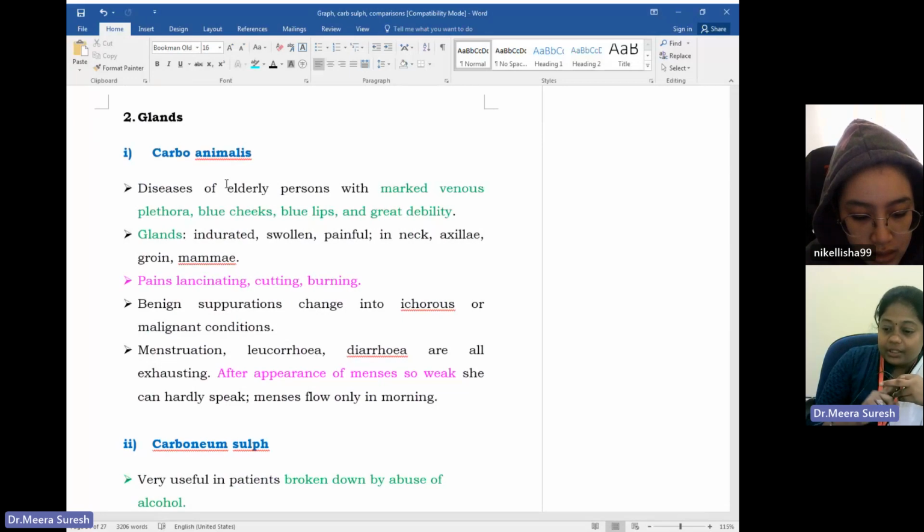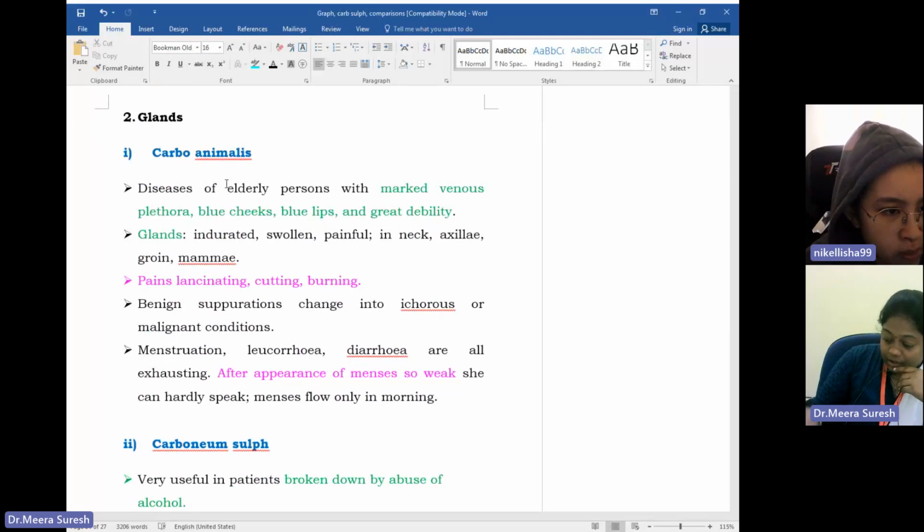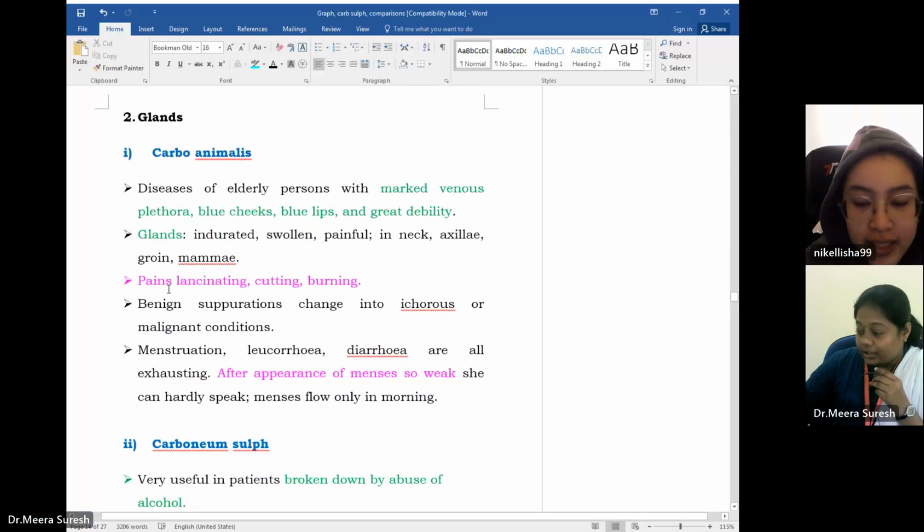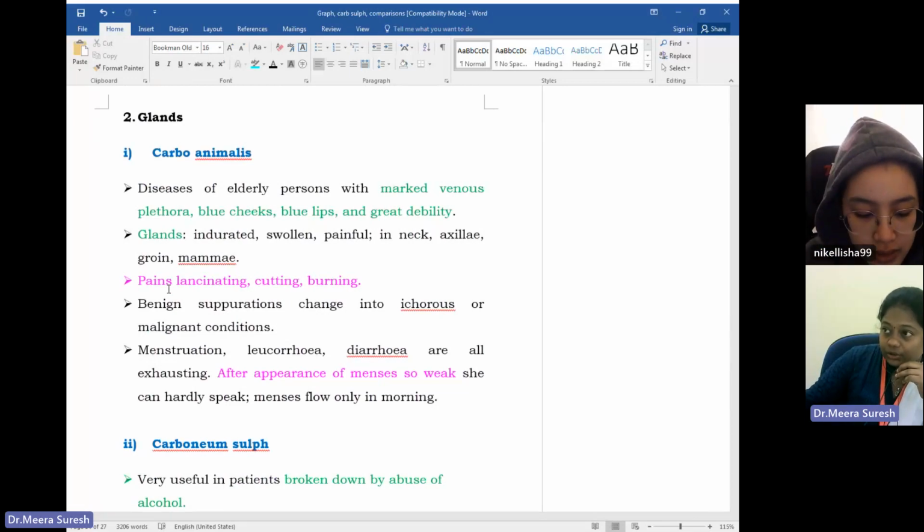Baryta carb, elderly people are indicated. Graphites. It's mostly the elderly people. We have the saying that while Pulsatilla is in puberty, Graphites is during climax. Yes, so we have that older age. These sets of remedies are mostly indicated in the elderly group.